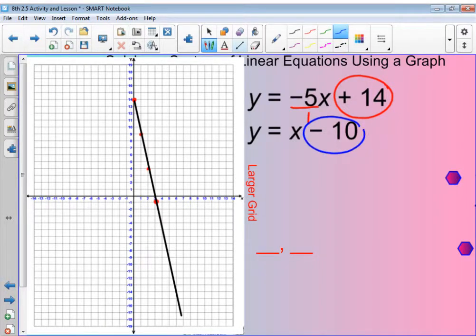So we start at -10 and put our dot. -10 is down here. And then it's no number, so that means it's 1 over 1. So up 1 over 1, up 1 over 1, up 1 over 1, up 1 over 1. There's my intersecting point.